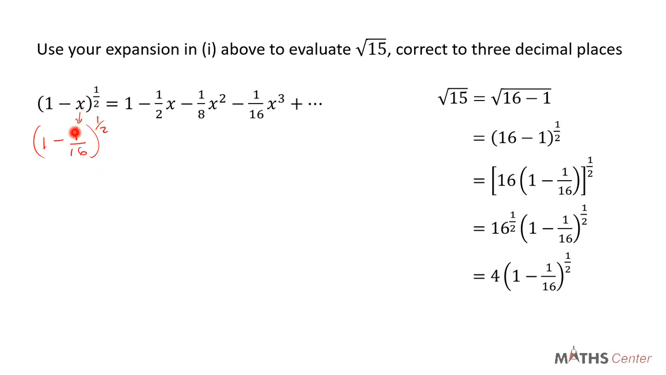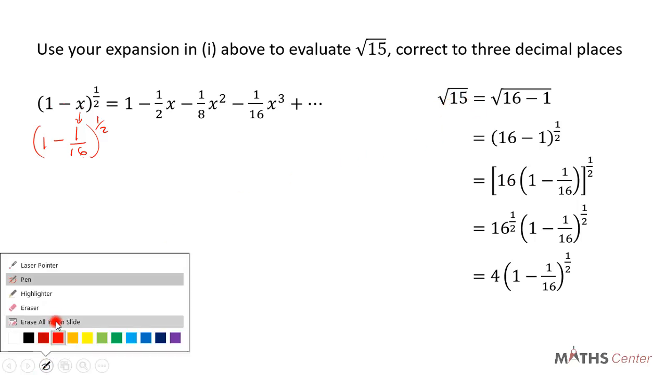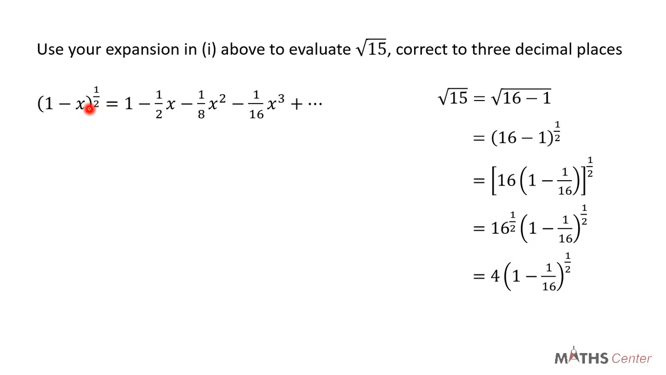So if we substitute 1 divided by 16, which is less than 1, into this expansion, we are going to get the value of (1 - 1/16) exponent half. Then after that, we can multiply the results by 4 to get the square root of 15. So let's do the substitution. We are going to substitute x is equal to 1 divided by 16 into this expansion.